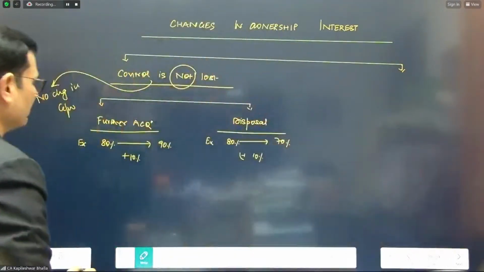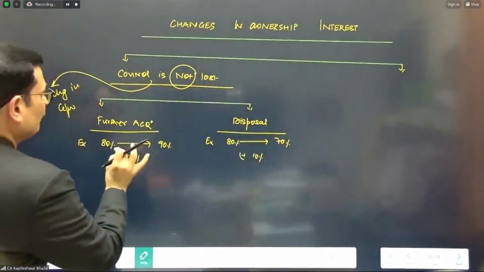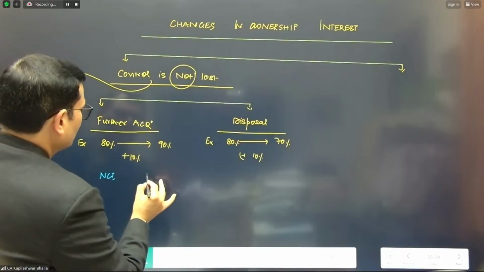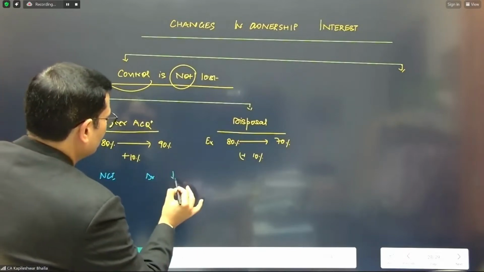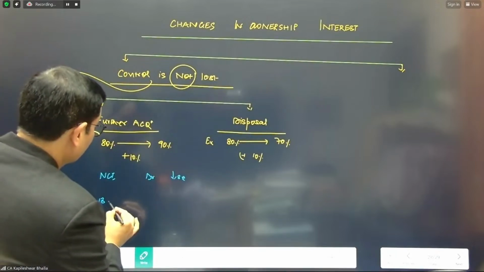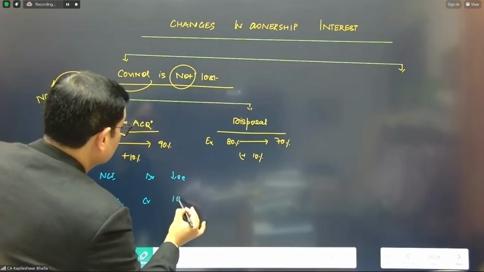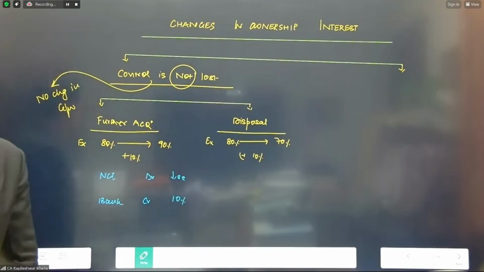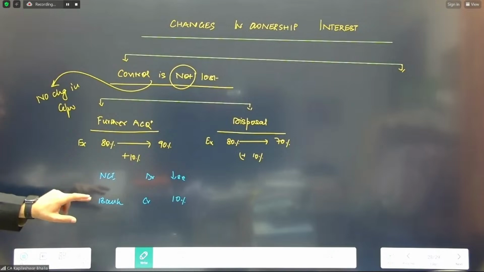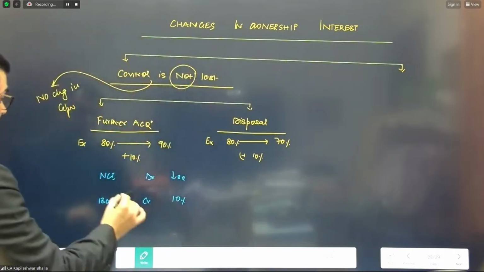So what we're going to do in this particular case, let me give you the entries. If you further acquire shares, the NCI goes down. So you need to debit the NCI because you need to decrease the NCI. And since you paid money, you need to give a credit to the bank for the 10% stake acquired. So in this particular case, you debit the NCI because the NCI has gone down and you credit the bank. And of course, there will be a difference in this transaction.